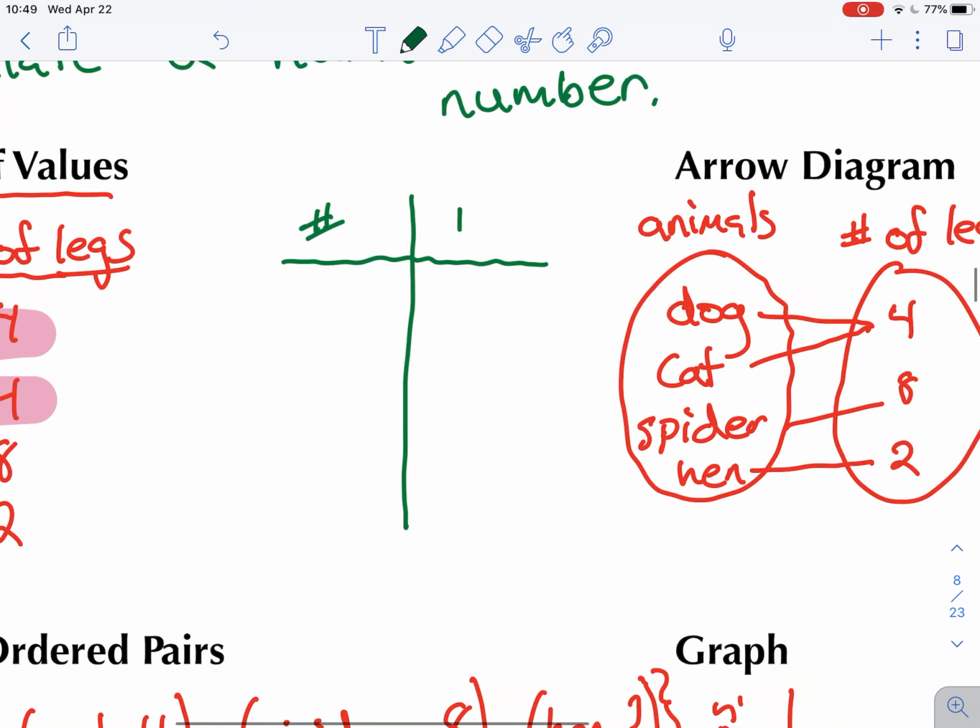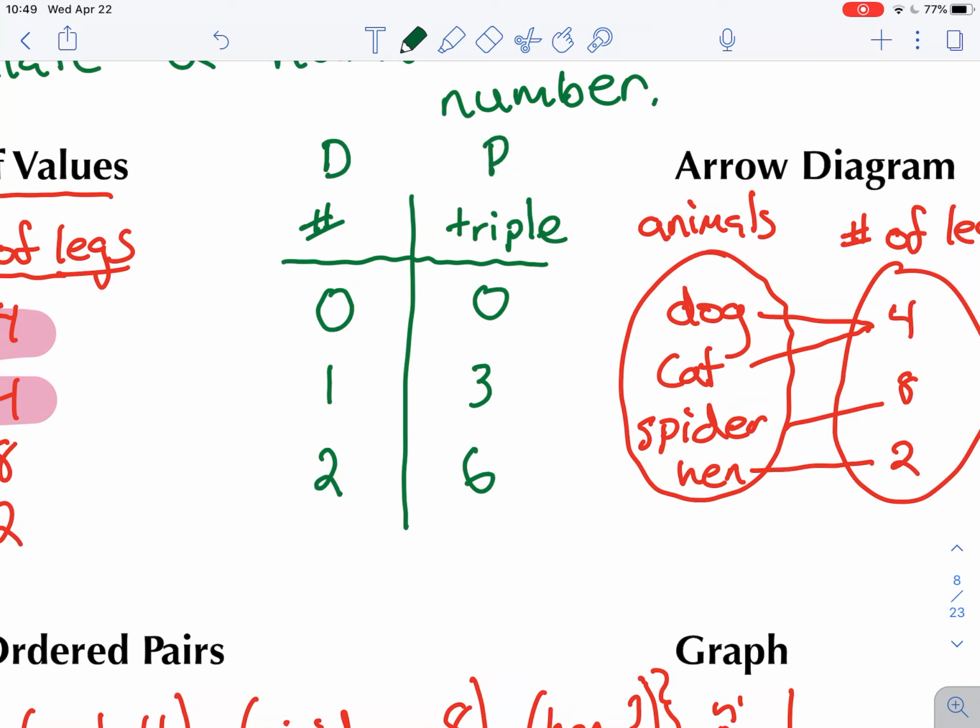So I'm going to build a T-chart to build a table of values. So here's our number, and here's the triple of that number. So I'm just going to do 0, 1, and 2. 0. 3 times 0 is still 0. 1 times 3 is 3. 2 times 3 is 6. So there's my table of values.